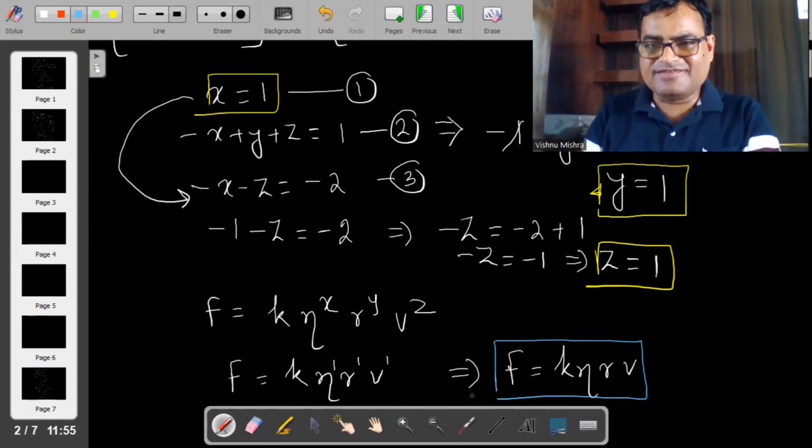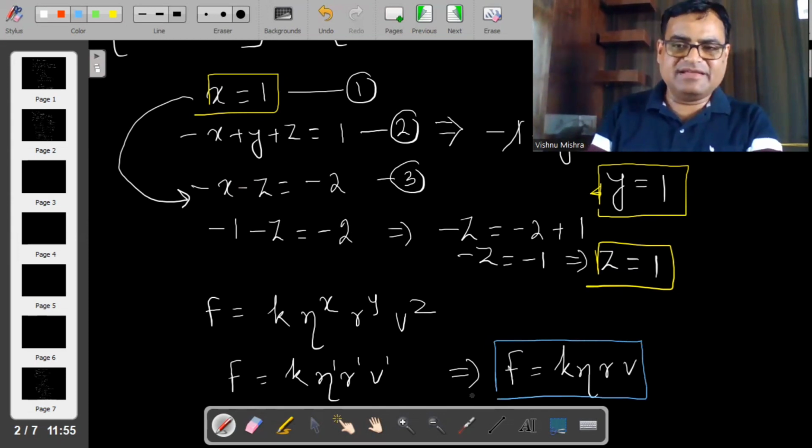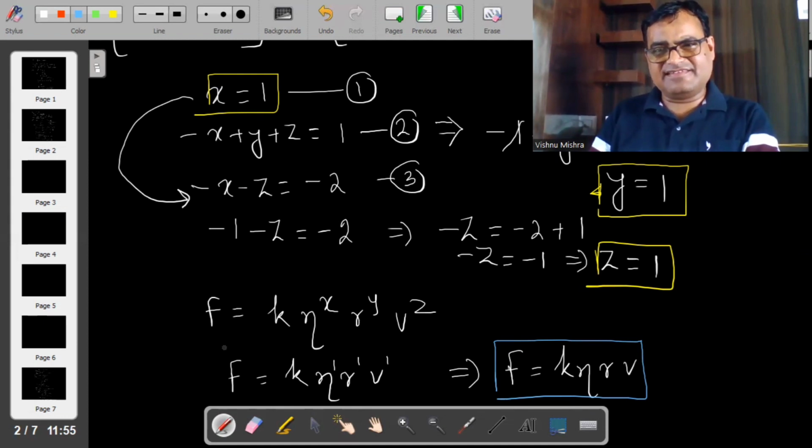Understood or not? This is the way we use dimensional analysis. Clear? First, to find the dimension of an unknown physical quantity. Second, to check the validity of a formula. And third, to frame a formula. So these are the three uses of dimensional analysis.